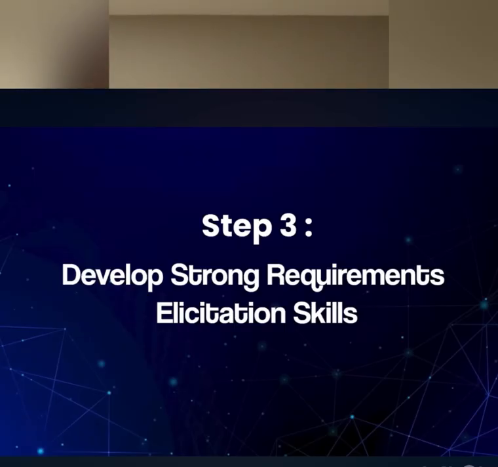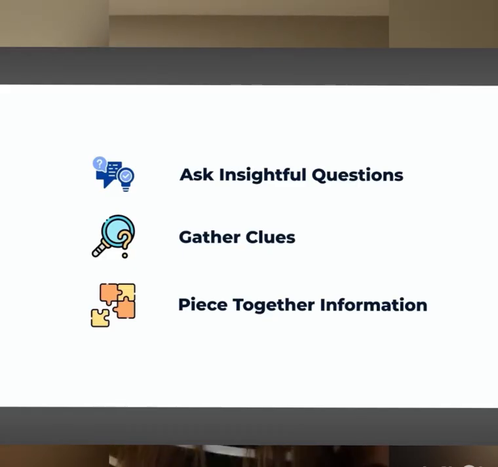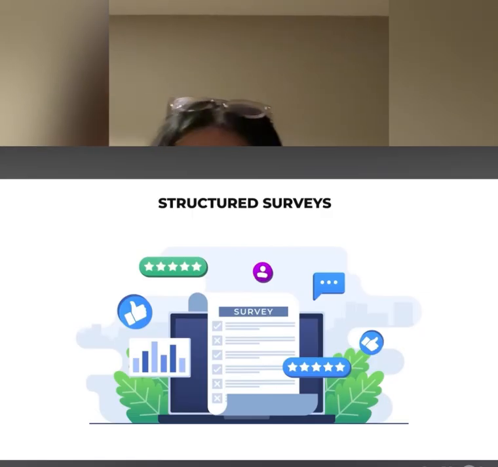Requirement elicitation is one of the most important skills for a business analyst. This is where you gather information from different stakeholders to understand what the business actually needs. To do this effectively, you need to ask insightful questions and collect information from multiple sources. Some common techniques include one-on-one interviews, workshops, surveys, questionnaires, observation, and document analysis.